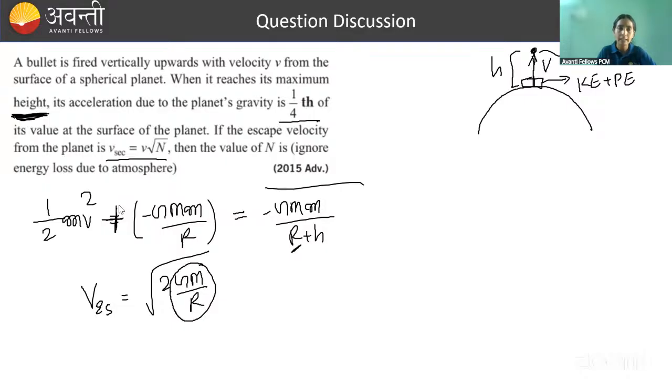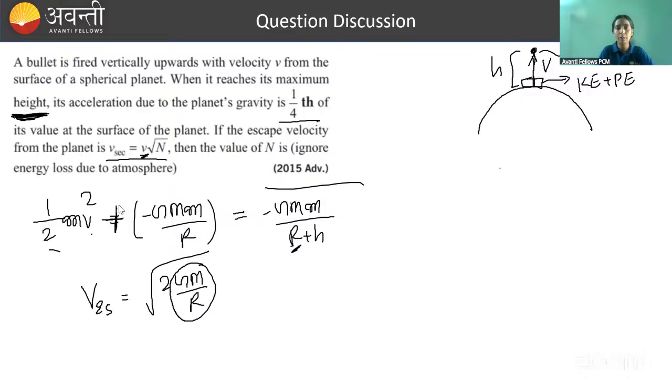So r we need to calculate in terms of what? In terms of velocity v. Okay. So how we can calculate it? This is first equation. From here we cannot calculate r because h is also given. So if we know relation between r and h, we can calculate value of r in terms of velocity.